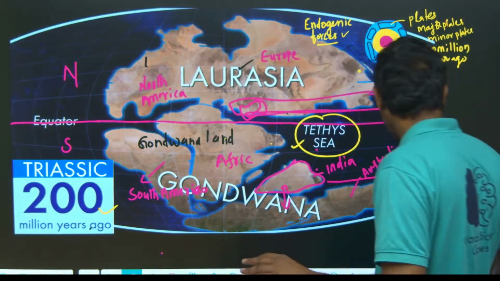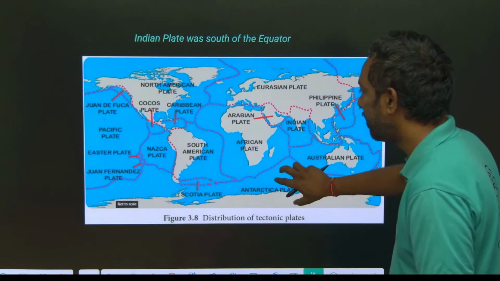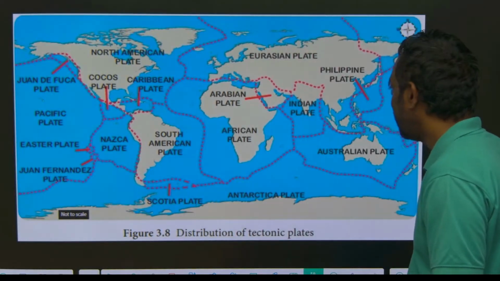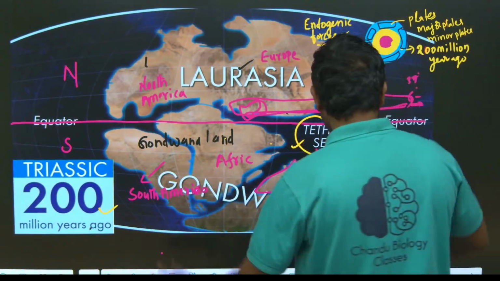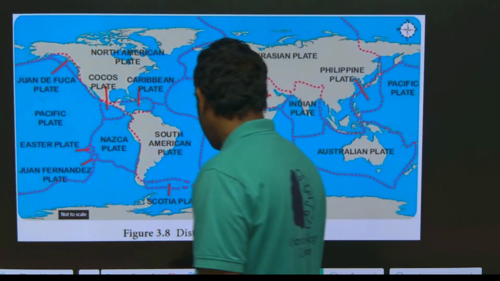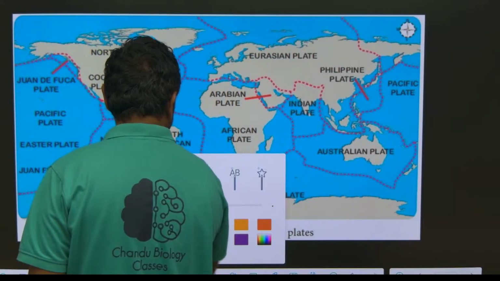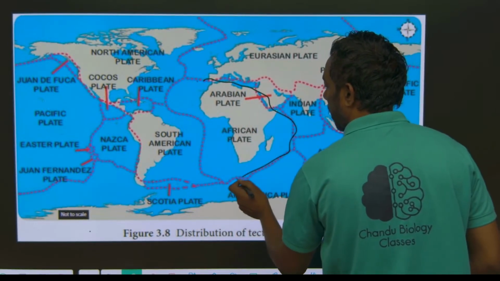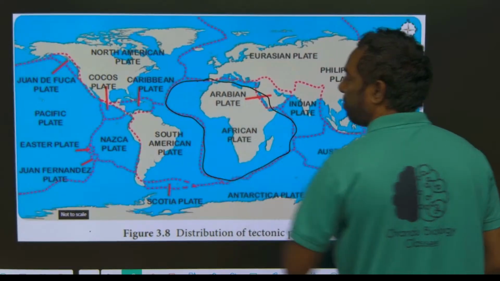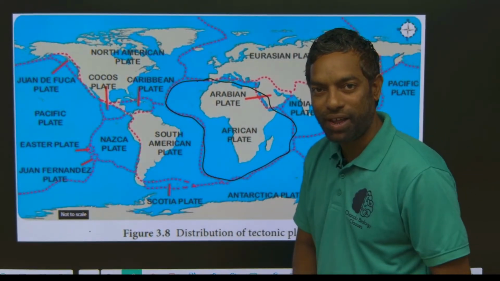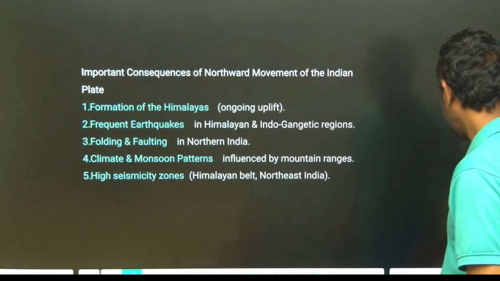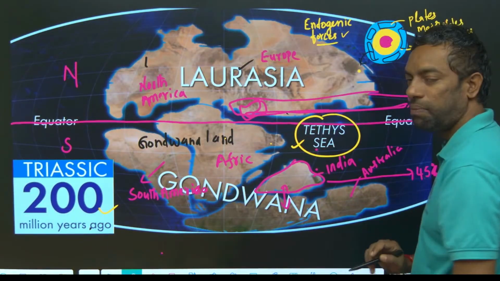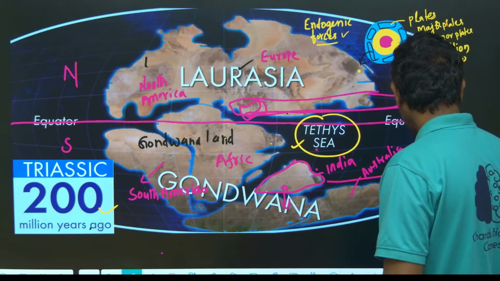Just look here, guys. These are the plates in the earth crust. This is one plate, the African plate. This earth crust is one plate that moves away. Here, one plate is moving away as the African plate.